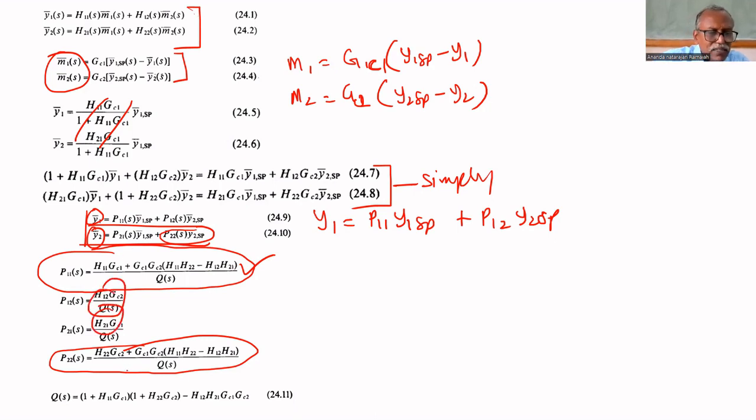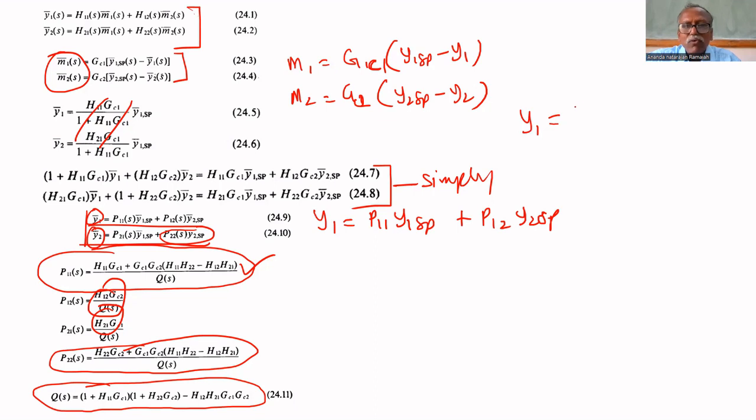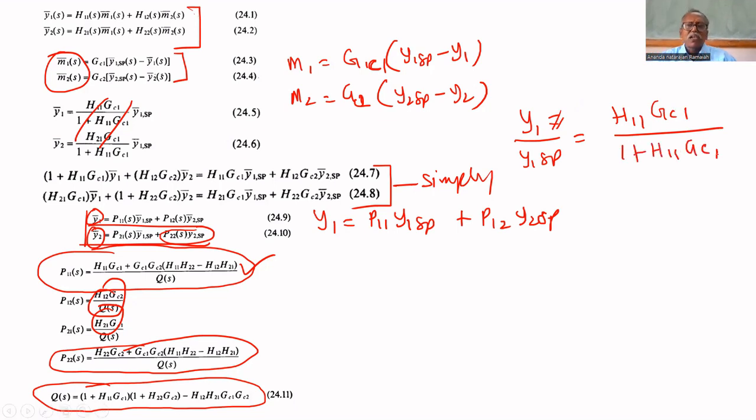If you see, the denominator of the transfer function is again a function of 4 transfer functions. But if there is no interaction, what is y1 by y1 set point? It is H11 GC1 upon 1 plus H11 GC1. Only H11 is involved if there is no interaction. But if interaction is there, all 4 transfer functions are involved. It becomes very complex. That's why there is no guarantee for stability if interaction is there.